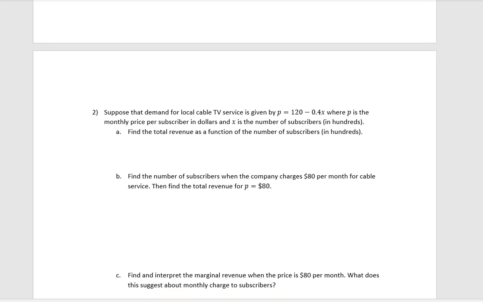Now, suppose that the demand for a local cable company service is given by P equals 120 minus 0.4x, where P is the monthly price per subscriber in dollars, and x is the number of subscribers in hundreds. So, what we want to do is find the total revenue as a function of the number of subscribers.